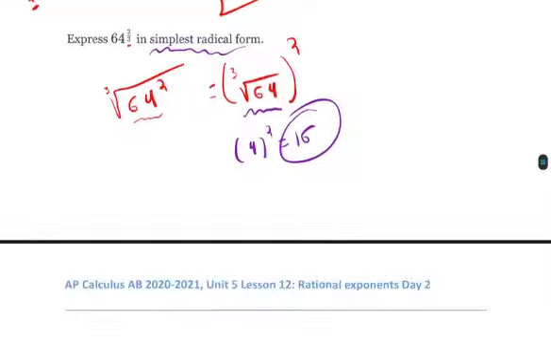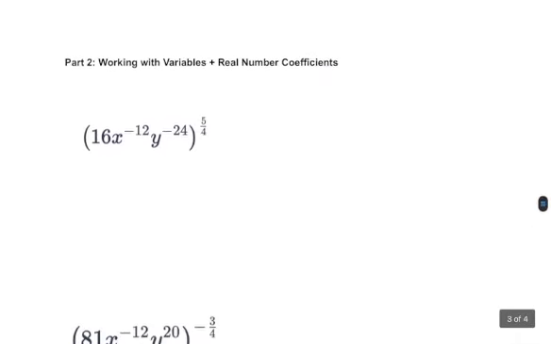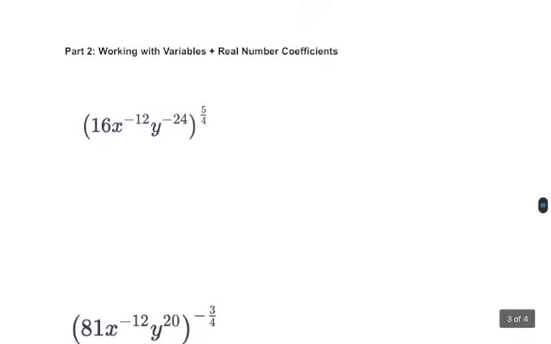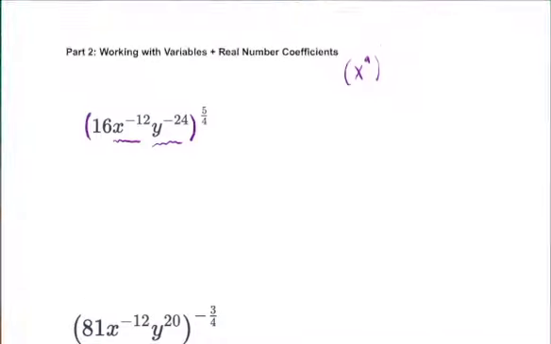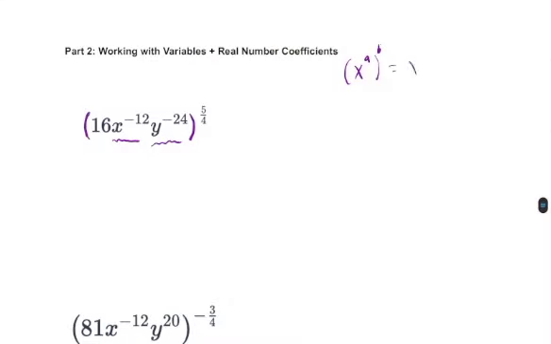All right, let's do a couple more. What if we had variables and real number coefficients? If you have a parenthesis, then the radical applies to everything. And the way this works, for your variable terms, you use exponent rules. So remember our exponent rule, if we have x to the power of a to the power of b, that's going to be x to the a times b.